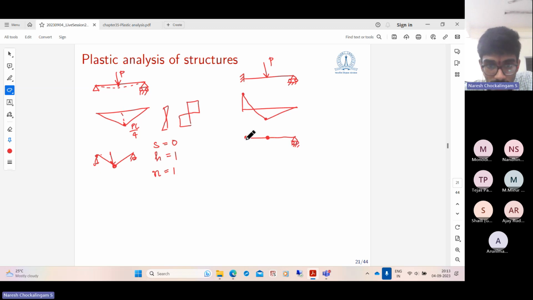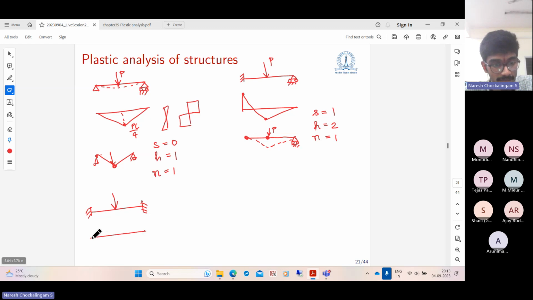So what are the possible mechanisms? The only mechanism possible is like this, with the applied load. Now you check whether the formula works. The static indeterminacy is 1. The number of plastic hinges is 2. And how many mechanisms are you getting? You're getting 1. The same goes for a fixed beam, right? You apply a midspan force. So the bending moment diagram is something like this.